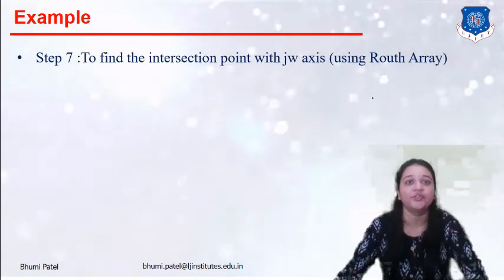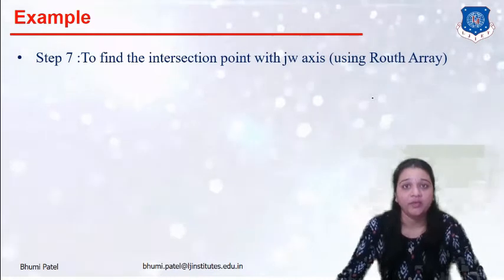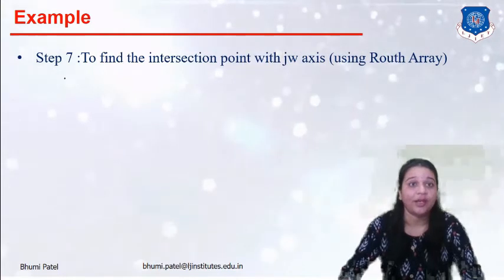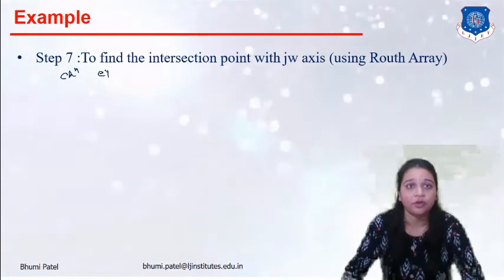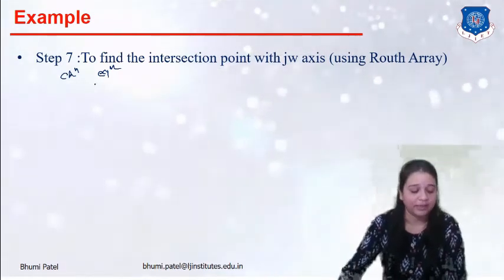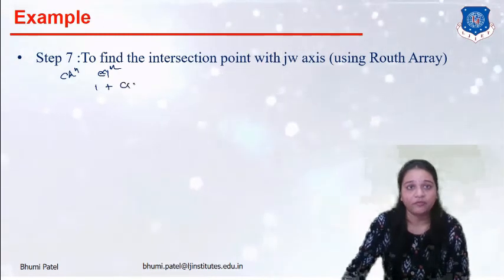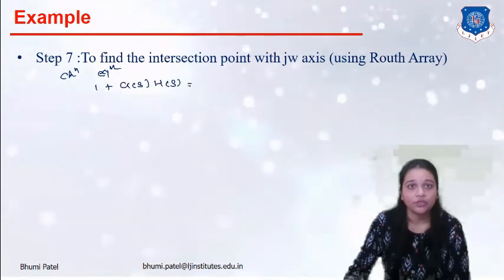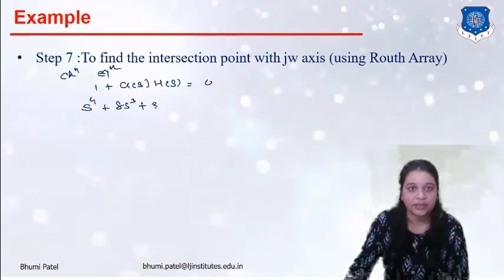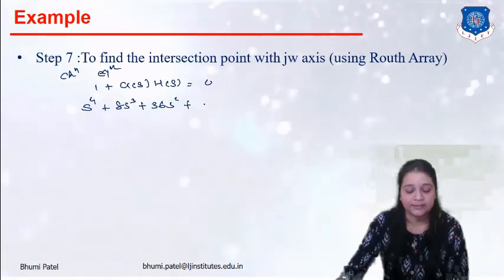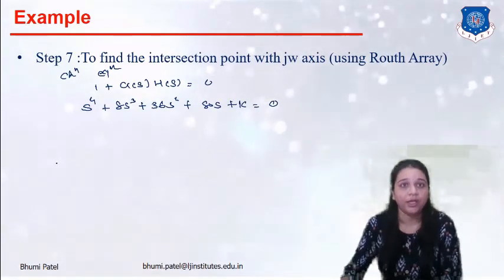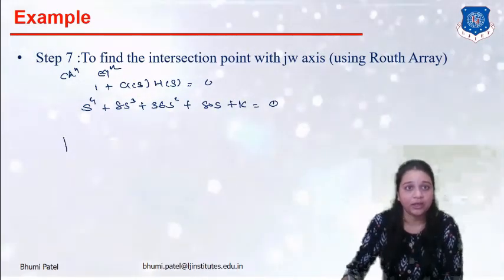Now the last step is to find the intersection point with the j omega axis using the Routh array method. So first of all we have to write down the characteristic equation of this transfer function, and we can simplify this characteristic equation, and the equation will become 1 plus G(s)H(s) is equal to 0. So we can get s raised to 4 plus 8s cube plus 36s square plus 80s plus k is equal to 0. Now we have to find the intersection point using the Routh array method.